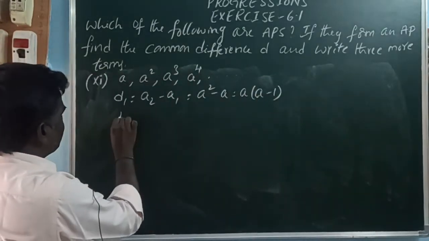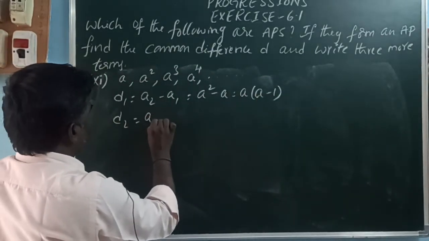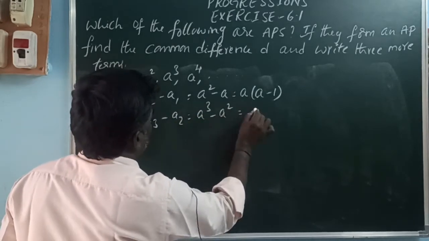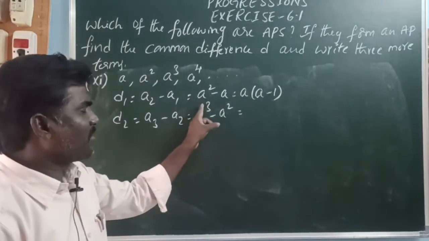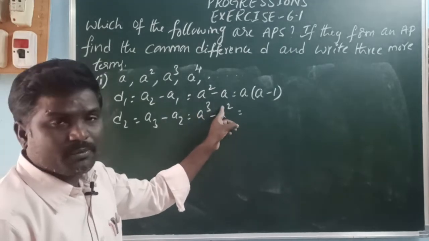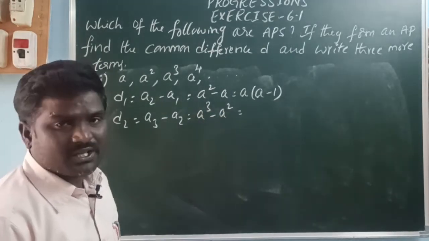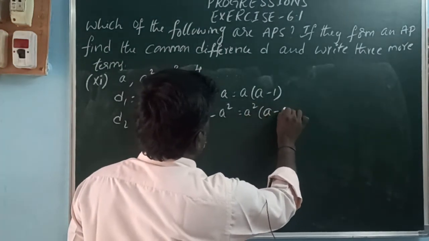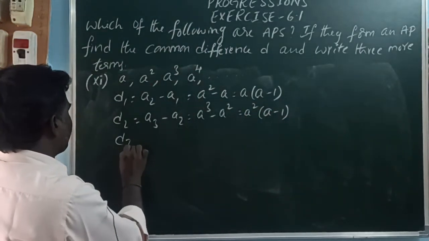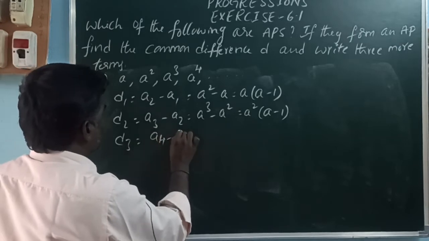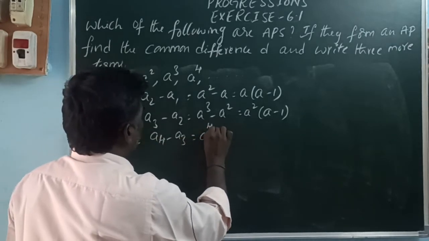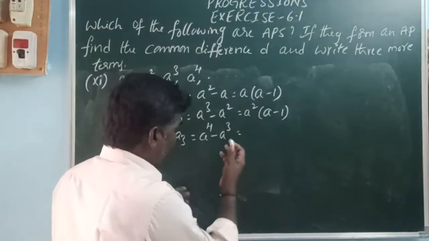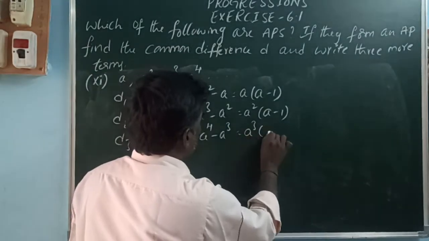Next, another common difference, a3 minus a2, that is a cube minus a square. Here a cube means a is multiplied how many times? 3 times. A square means a is multiplied 2 times. In these two terms, what is common? 2 times of a, so a square of a minus 1. Next, a4 minus a3. In these two terms, what is common? 3 a's, that is a cube of a minus 1.